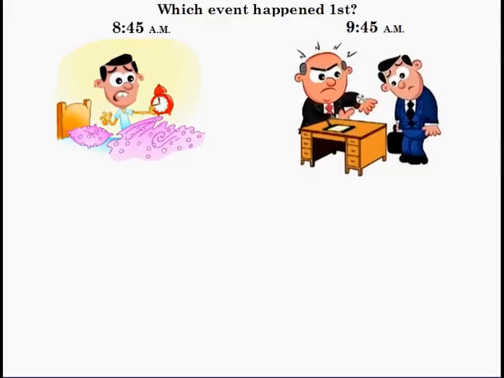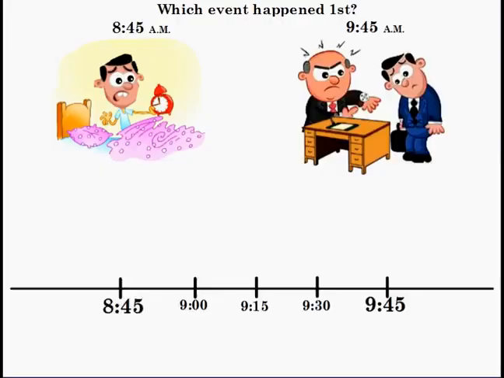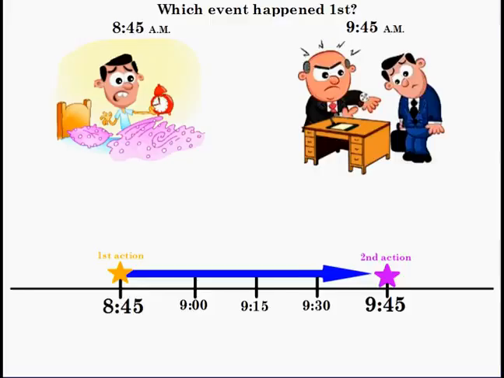So let's say he woke up at 8:45 in the morning and that he finally arrived to work at 9:45 in the morning and he was late, okay? So let's look at this on a time scale, okay? So like we said, at 8:45, the first thing happened. The first action happened. He woke up late. And then later at 9:45, the second action happened, right? He arrived to work.